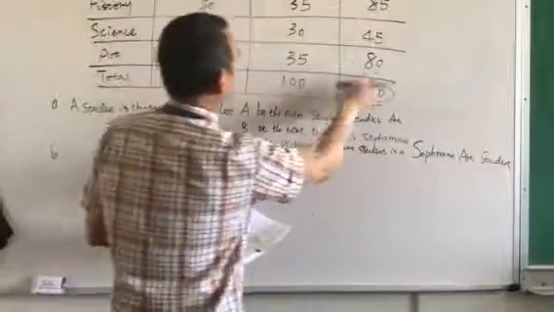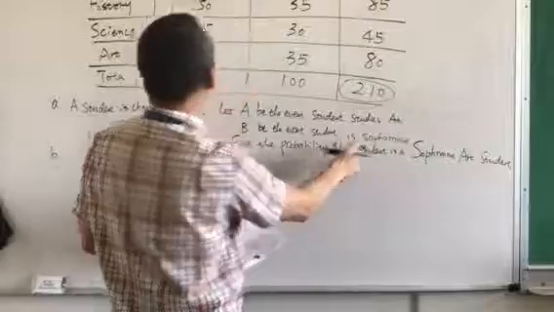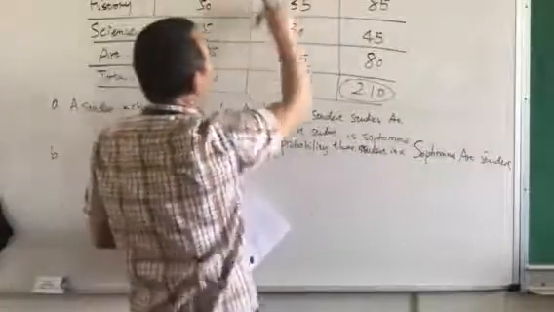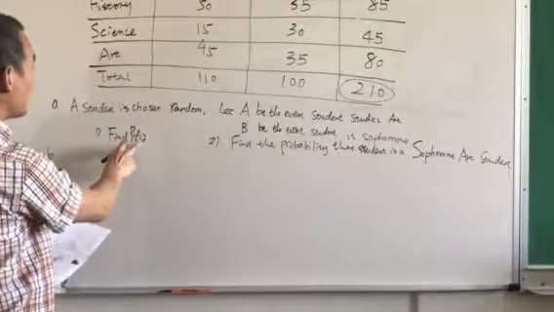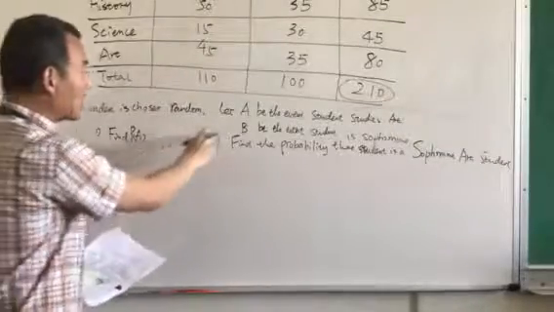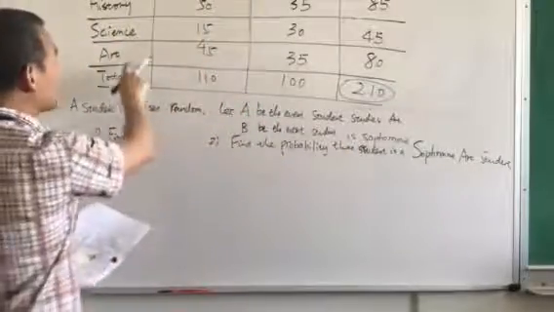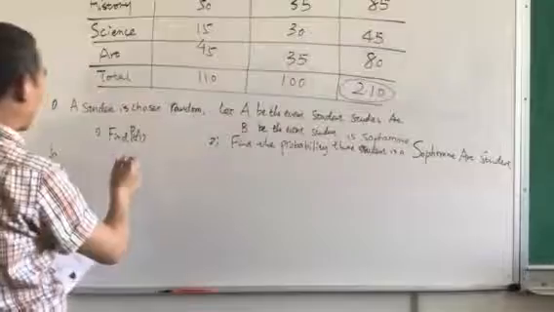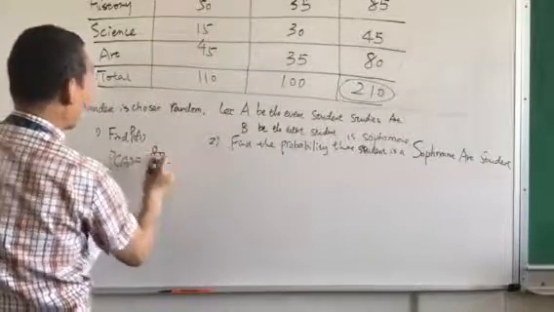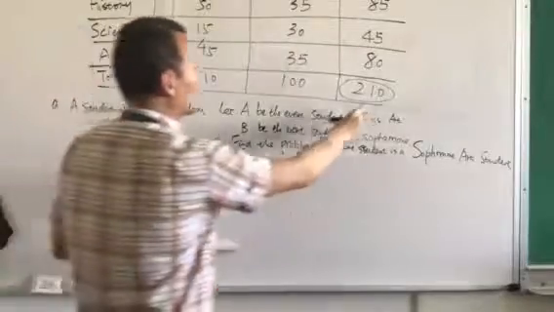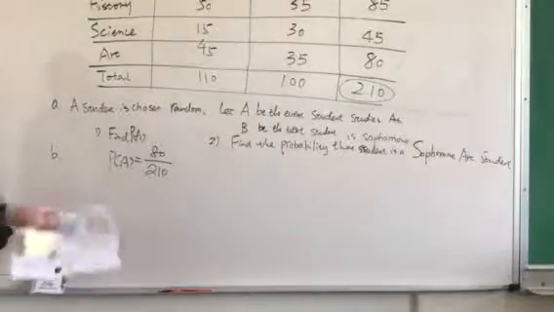This row is the art. And let event B be the event the student is a sophomore. Now let's see where the sophomores are. These are the sophomores, right? So let's find the probability of event A. Event A is the student studies art. How many students study art? That's 80. So P of A is 80 over 210 students. So that's the first one.